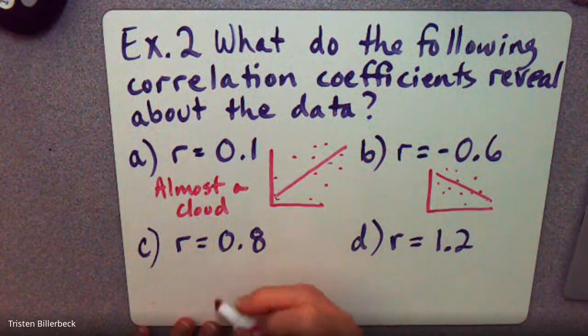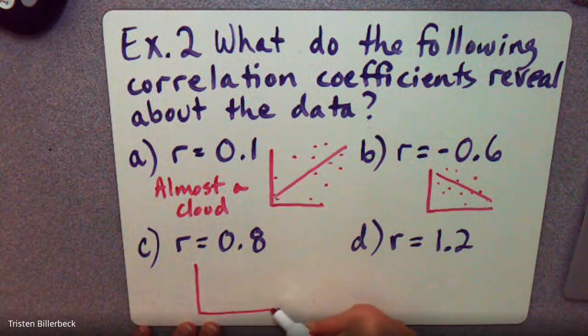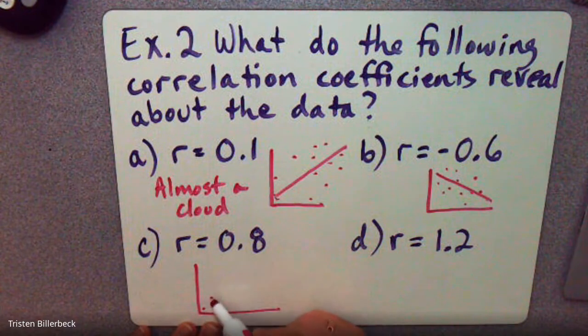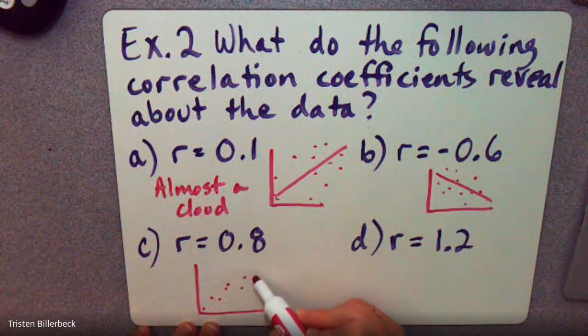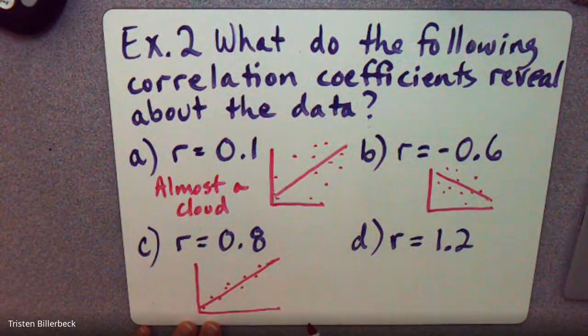So an R of 0.8. So an R of 0.8 is going to be pretty close, and you know that if you draw that line, most of the data is going to be there.